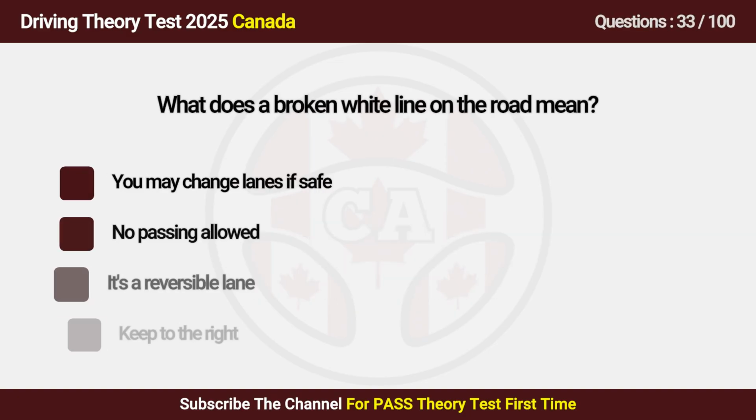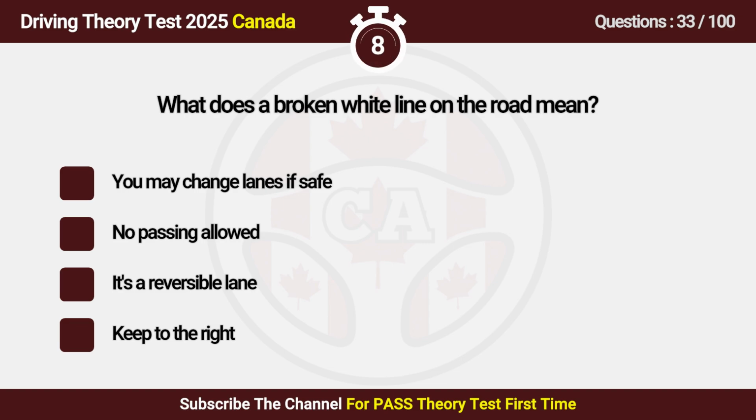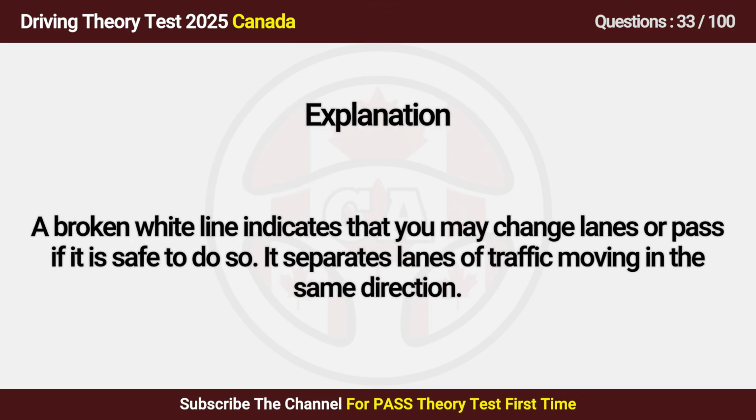Question 33. What does a broken white line on the road mean? A. You may change lanes if safe. B. No passing allowed. C. It's a reversible lane. D. Keep to the right. Answer is A. You may change lanes if safe. A broken white line indicates that you may change lanes or pass if it is safe to do so. It separates lanes of traffic moving in the same direction.